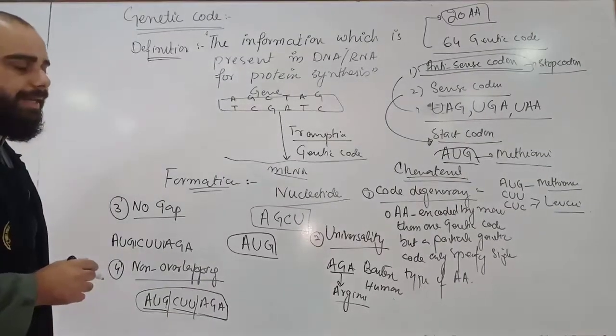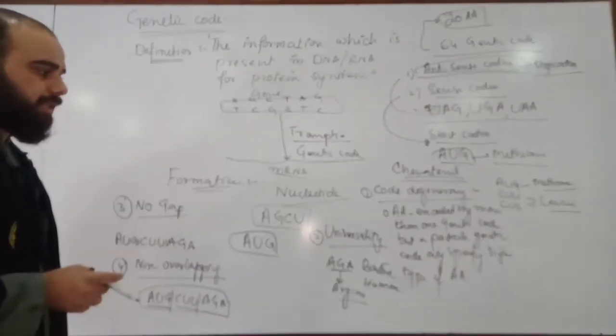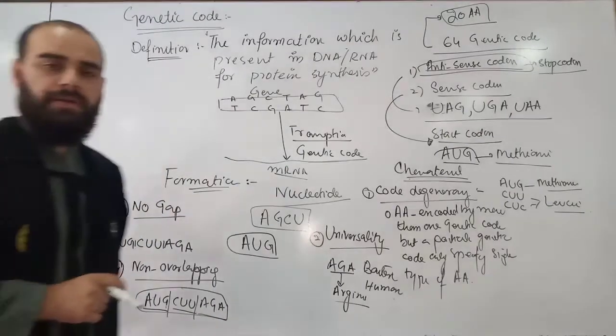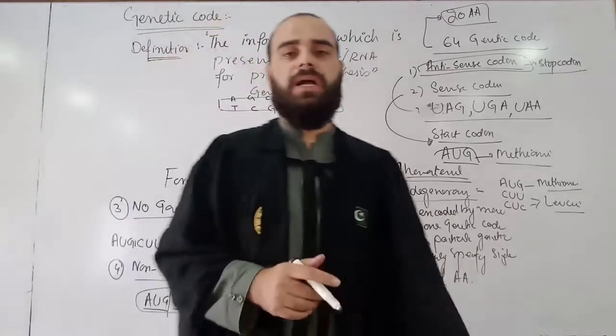So what are the characteristics of genetic code? Code degeneracy, universality, no gap, and non-overlapping of genetic code. So this is all about genetic code.